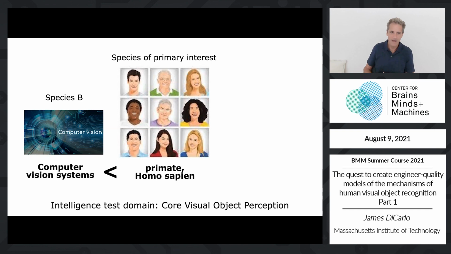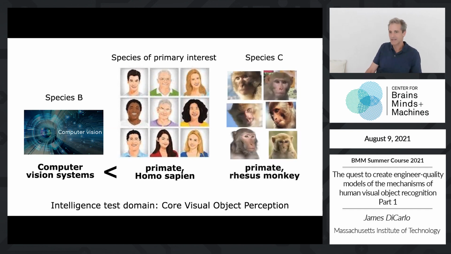So I'm still going to leave us as better than computer vision systems on these kinds of tasks. But for the rest of the talk, even though we're interested in the mechanism of human vision, I'm going to tell you about this other species, the rhesus monkey, that we use as a model of this. These are both primate species, of course, on the left, ourselves and our primate cousins. So you might think we share, because of evolution, a lot of similarities and mechanisms. And in fact, there's a lot of evidence to support that.